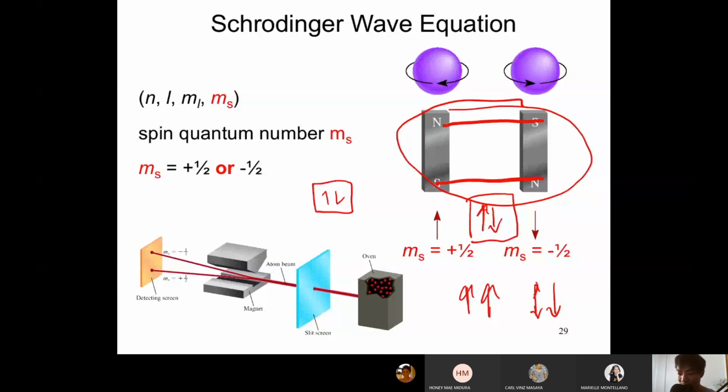Kapag parehas yung north pole at south pole, hindi yan magi-interact. So, maghihiwalay yung dalawang electron. Kaya hindi pwede yan, hindi rin pwede yung parehas pababa. So, there should be only one up, one down electron for the orbital to be formed. No? Okay. So, yan lang naman.